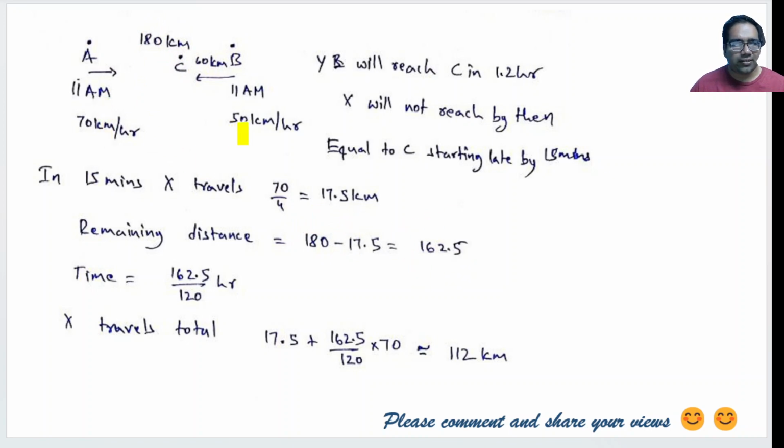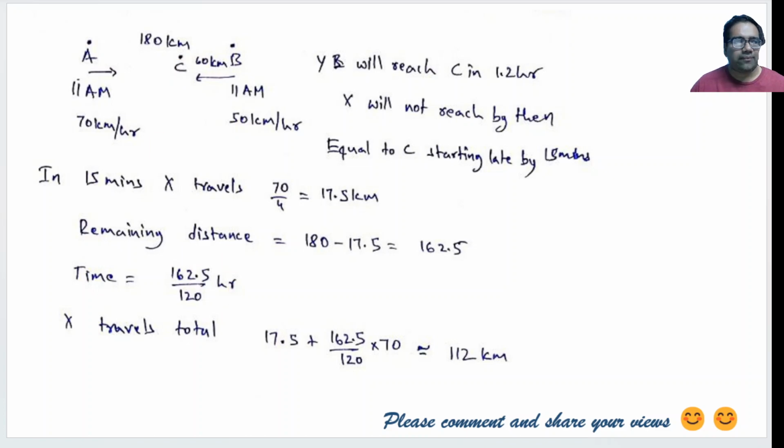Right. And what is their relative speed? 70 plus 50, because they are traveling toward each other. So this distance of 162.5 should be covered with the speed of 120 kilometers per hour. So the total time will be 162.5 by 120. Right. This is the total time at which these two will meet.